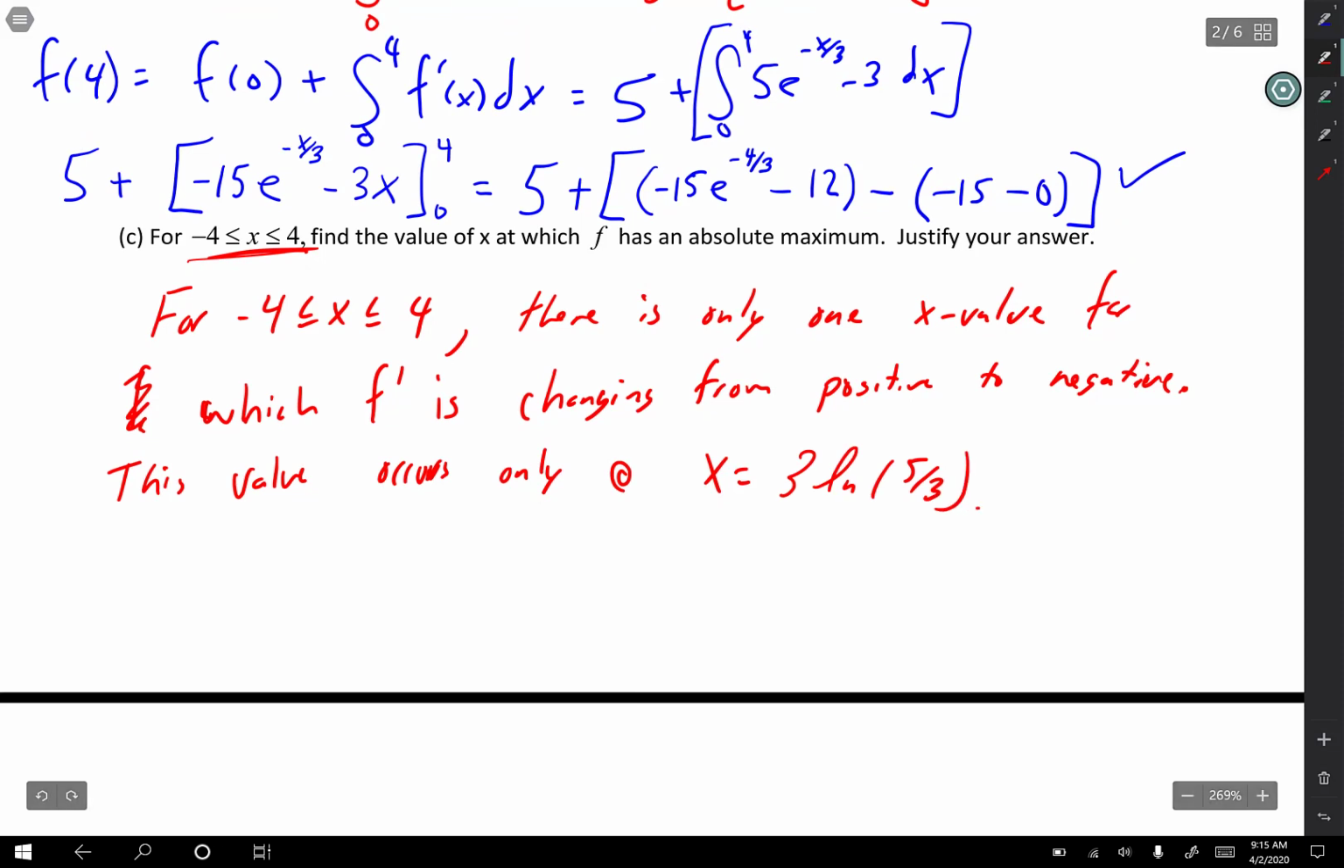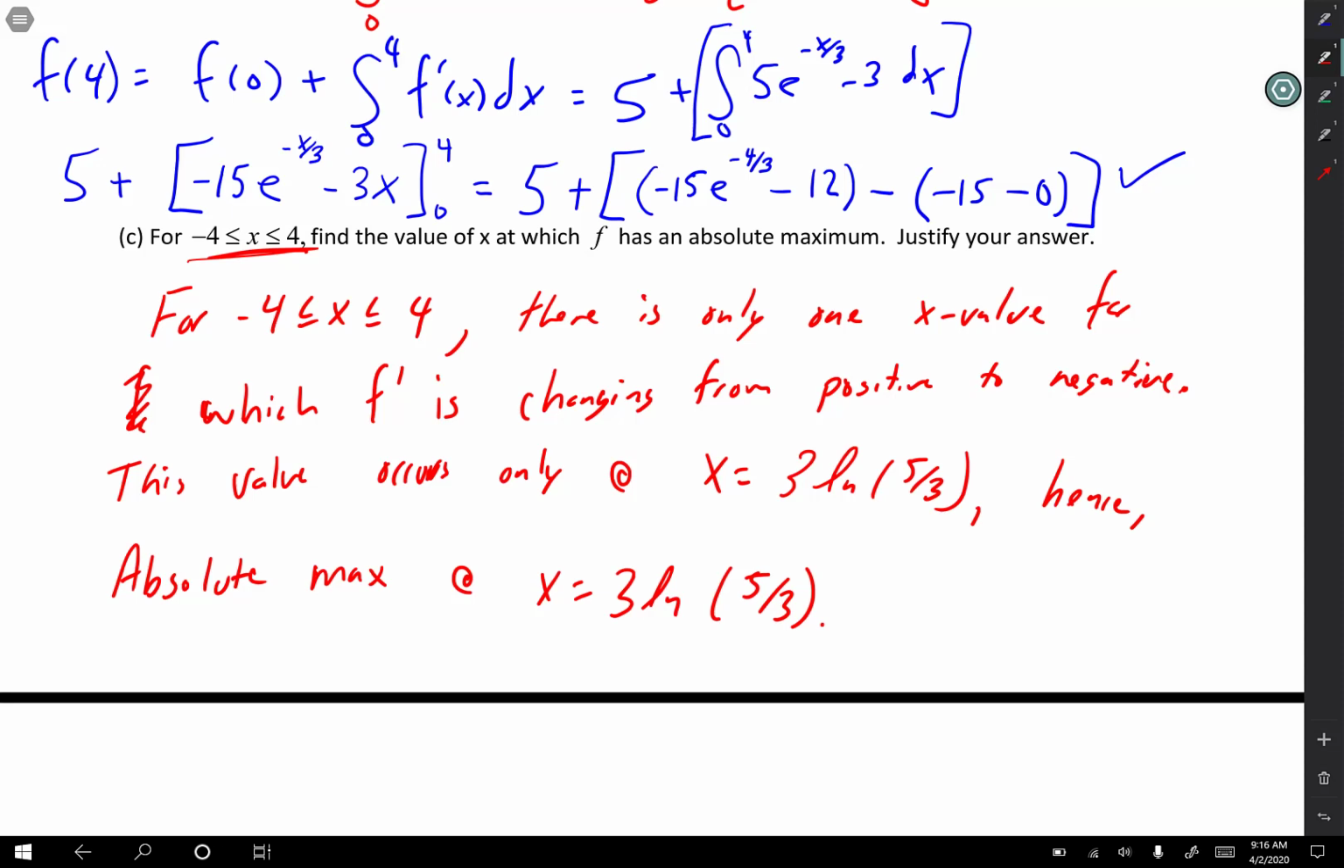So maybe I put an entire interval. No, I already said it here. For negative 4 to 4, there is only one x value for which f prime is changing from positive to negative. This value occurs only at x equals 3 ln 5/3, hence, absolute max at x equals 3 ln 5/3. And there it is. That's full credit, guys.